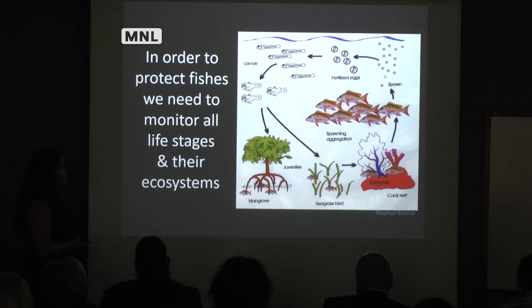So in this photo here, you can see that some fishes use different habitats as they're growing. And so they give birth to these eggs, eggs turn into larvae, larvae turn into juveniles, and juveniles turn into adults. And these different habitats, we need to understand them because we need to understand how to protect them. And so we need to focus our conservation efforts on areas, including, for this particular talk, eggs.